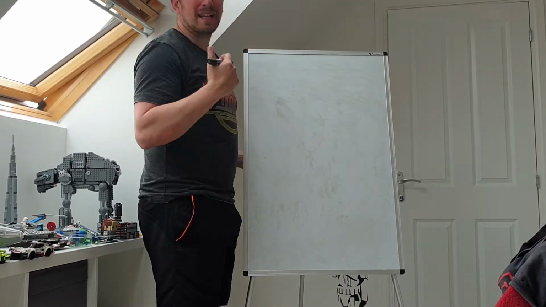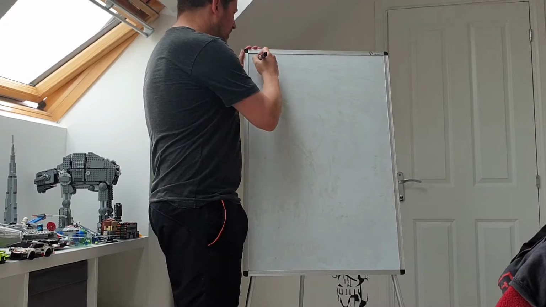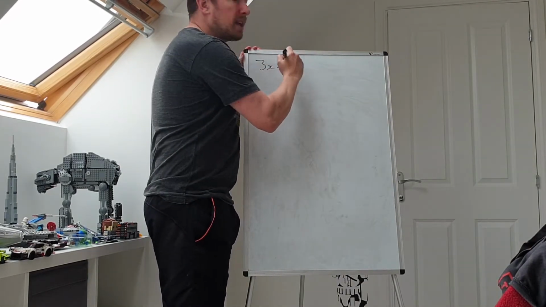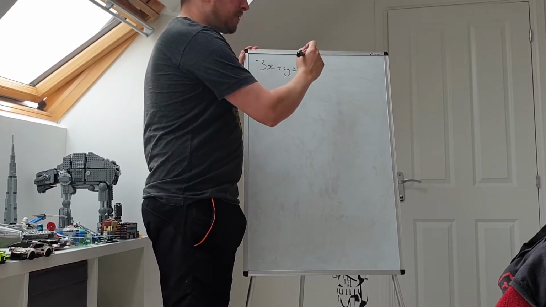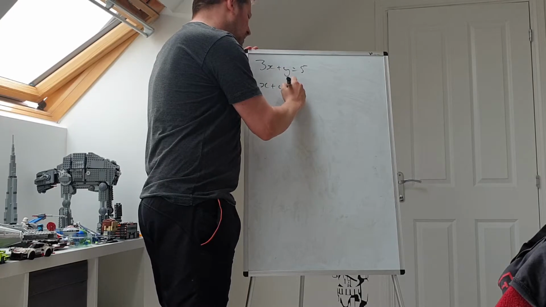Linear means that there's not going to be an x squared or an x times by y or a y squared. So let's have a look at these two equations. 3x plus y equals 5 and x plus y equals 1.